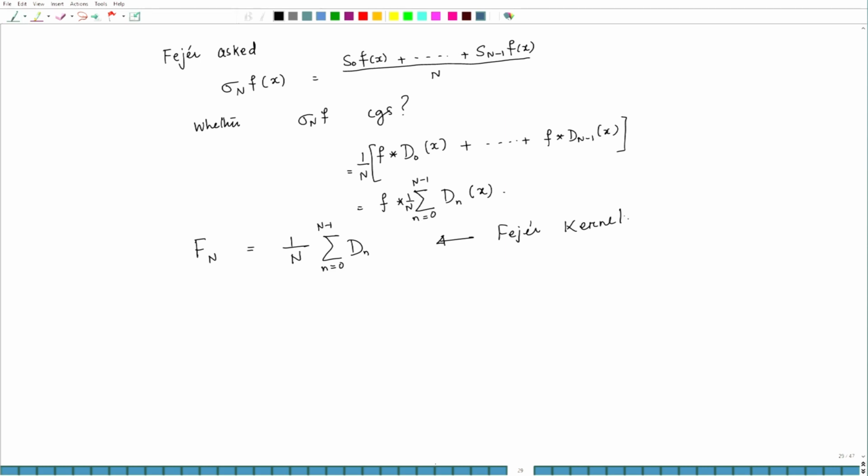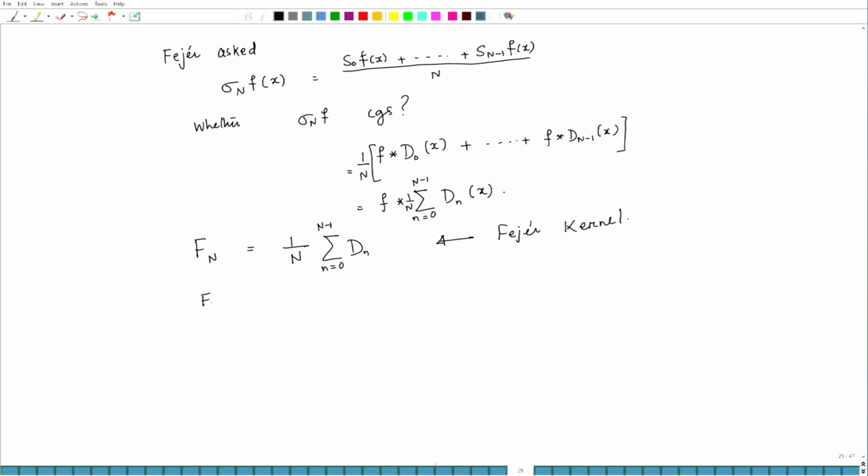So, which means in order to see whether the Fourier series is Cesaro summable, we need to check whether f convolution with the Fejér kernel F_n converges as n goes to infinity. Let us have a closer look at this F_n.